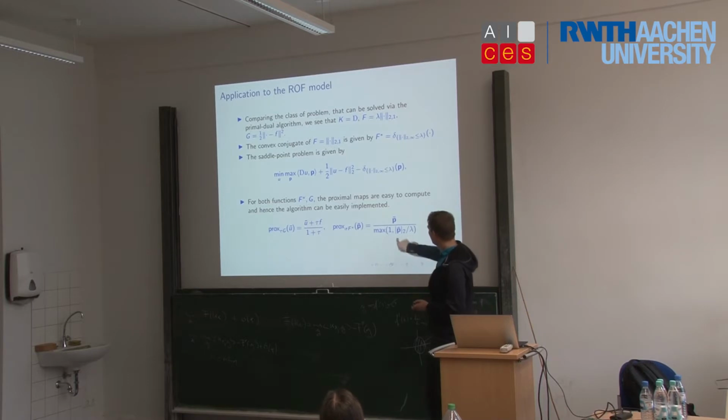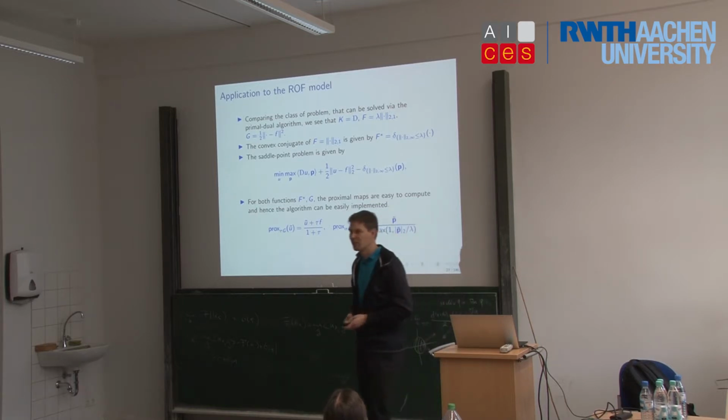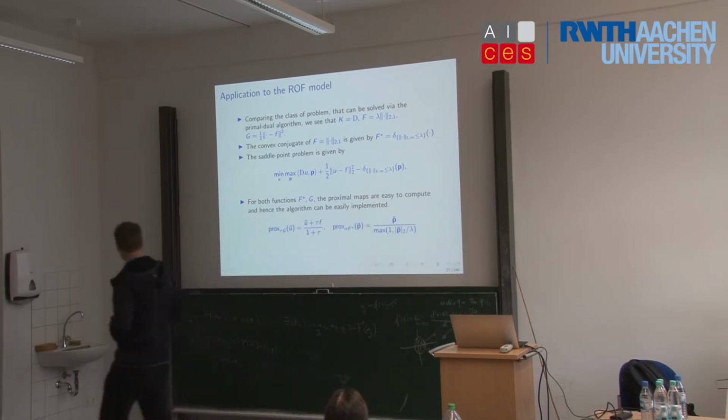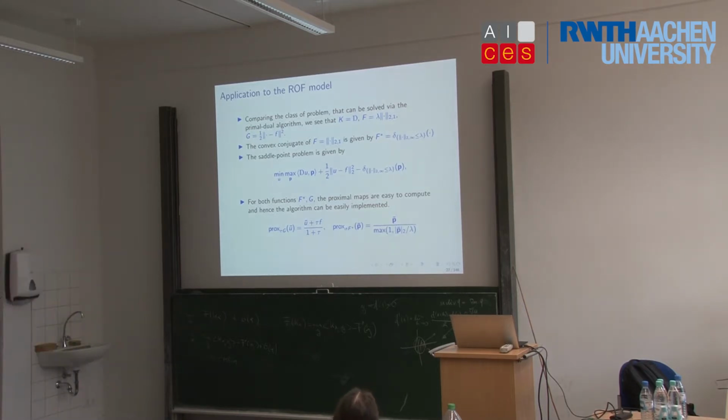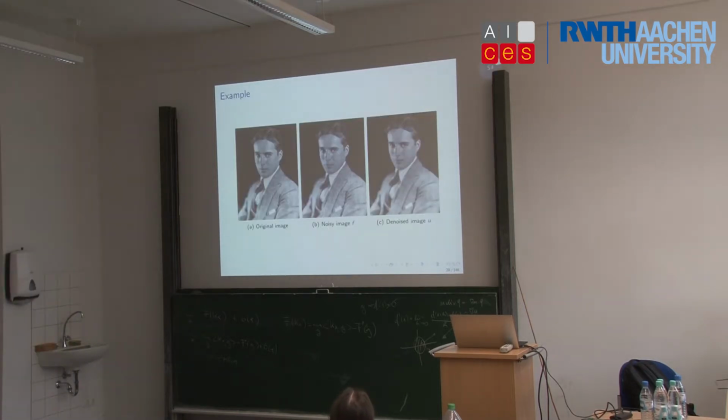So you see, if the length of this point divided by lambda is less than 1, you stay with the point, you divide by 1. And if you're outside, you divide by its length divided by lambda. And then you're exactly at the radius. Very simple. And this is done everything pointwise. So this is the first result with the ROF model.